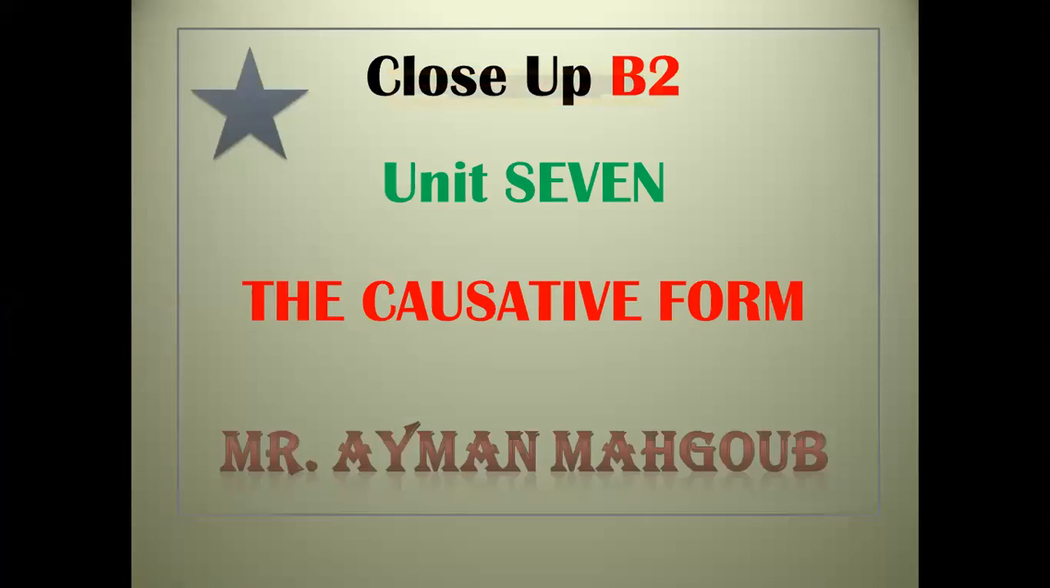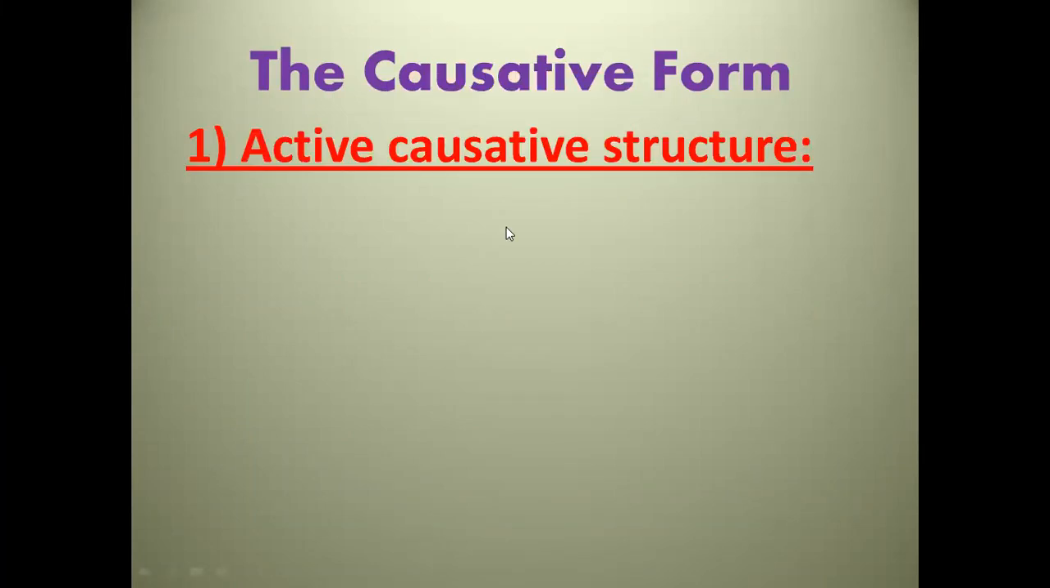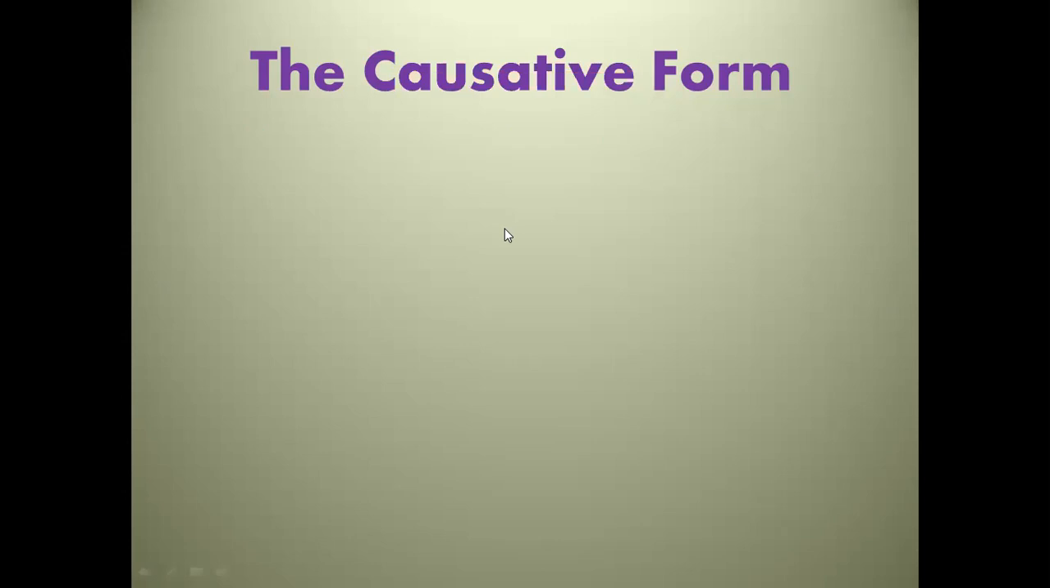Dear students of secondary 1, today's session inshallah will be on Close Up B2, unit 7. It's a grammar lesson, the causative form. The causative form is a common structure in English that shows that somebody is indirectly responsible for an action. That subject doesn't do the action. The subject of the causative form sentence is not doing the action.